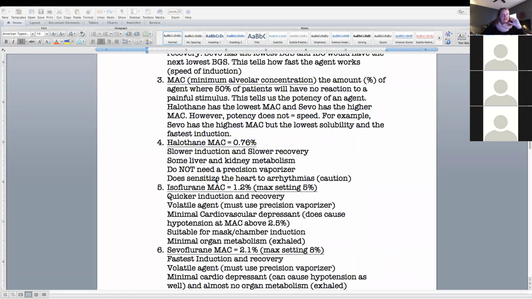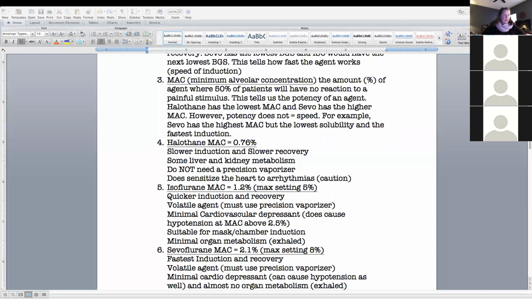It does sensitize the heart to arrhythmias, meaning a patient could more readily have an arrhythmia. So if I had a patient with a pre-existing arrhythmia, sometimes trauma patients come in with an arrhythmia, sometimes animals with heart disease have one, it could make that worse, or more apparent. So we use this agent with caution. Obviously, if I have another agent, I would use a different agent. If halothane was my only agent, I'd be watching that EKG very closely, and may have to treat an arrhythmia.